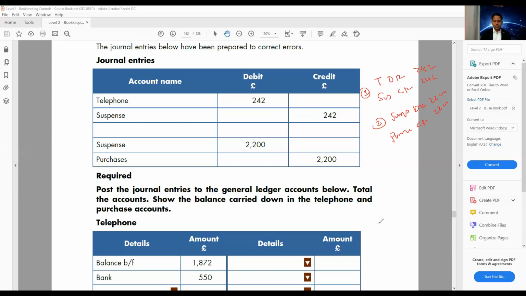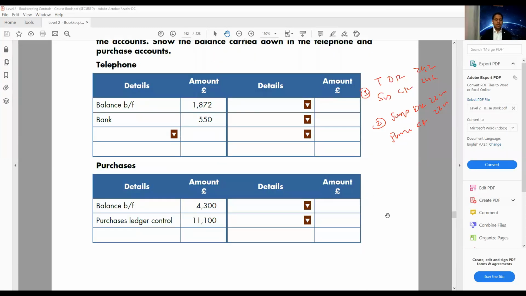All right, let's move on. So we are in the telephone account. I hope all of you still remember how to move the journal to the ledger account. The first one is telephone debit. So on the debit side, I'm going to write suspense, that is 242. So there is no more telephone, it's done. Then we have a purchase account. So purchase is credit. On the credit side, I'm going to write suspense, that is 2,200. That's it. And we move to our suspense account.